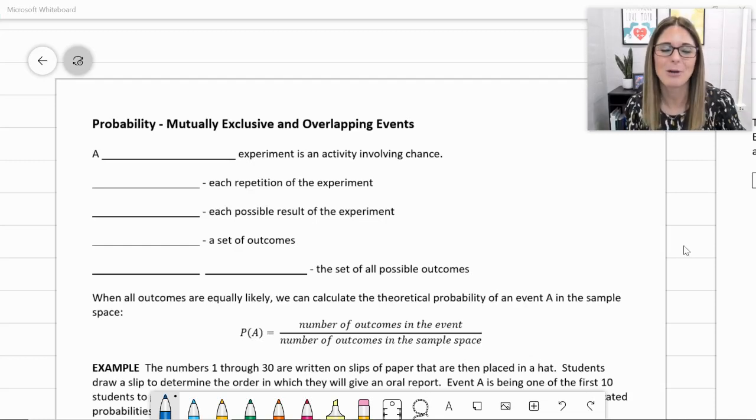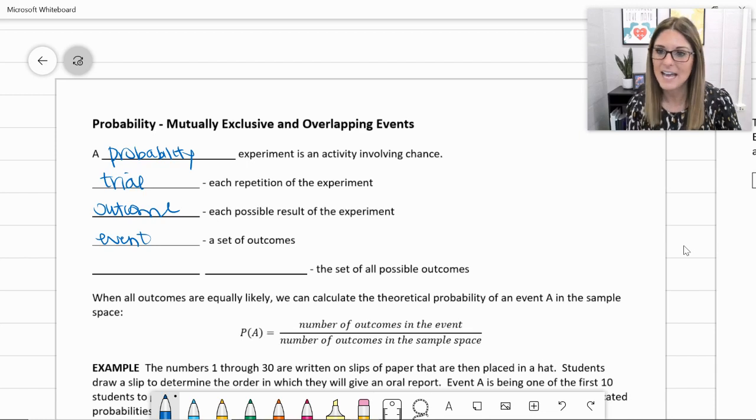So let's continue on with probability. Let's start with some vocabulary. A probability experiment is an activity involving chance. A trial is each repetition of the experiment. An outcome is each possible result of the experiment.